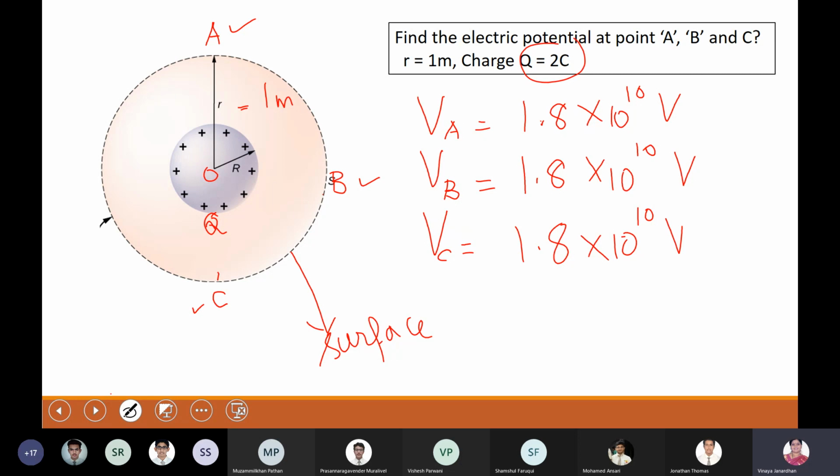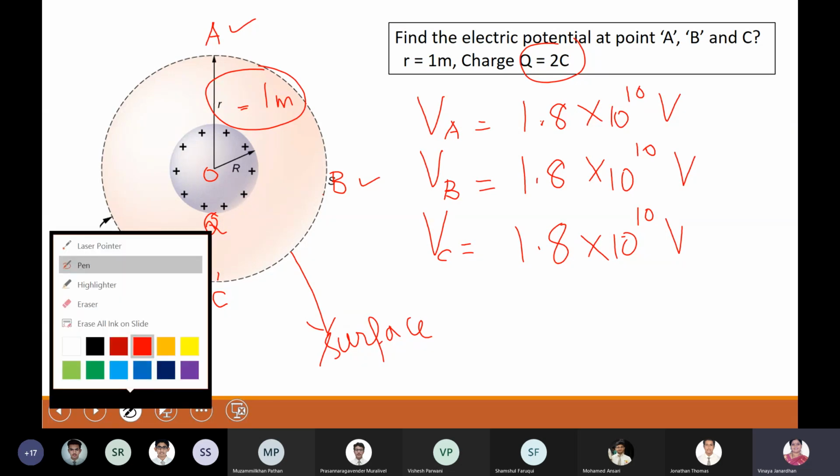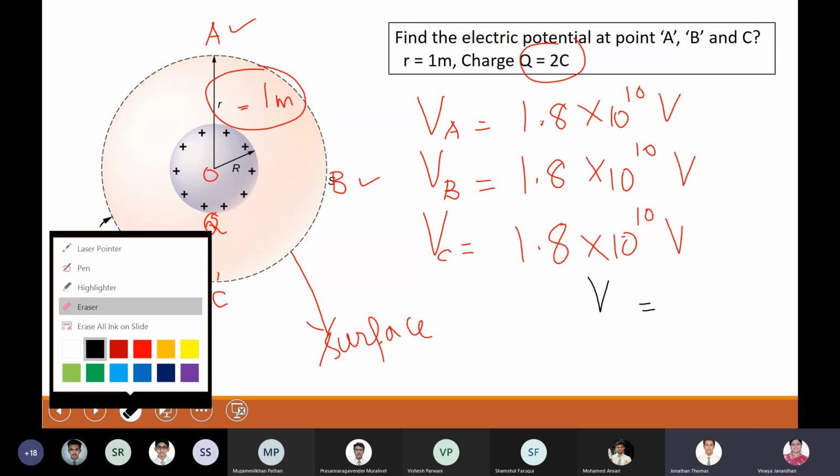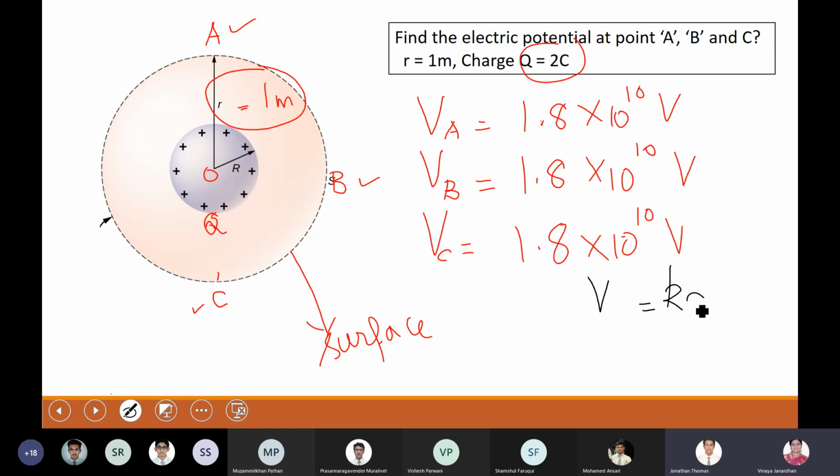Boys, I have a charge Q, a positive charge, which creates an electric field. In this electric field, at point A, at point B, and at point C, let us find what is the electric potential. Point A, point B, and point C are at the same distance from the center, and that distance is R. I'm just giving an example. The charge is 2 coulomb. So what is the general formula for finding the electric potential at a given point? Jonathan? VA is equal to 1 by 4 pi epsilon naught, KQ divided by R.